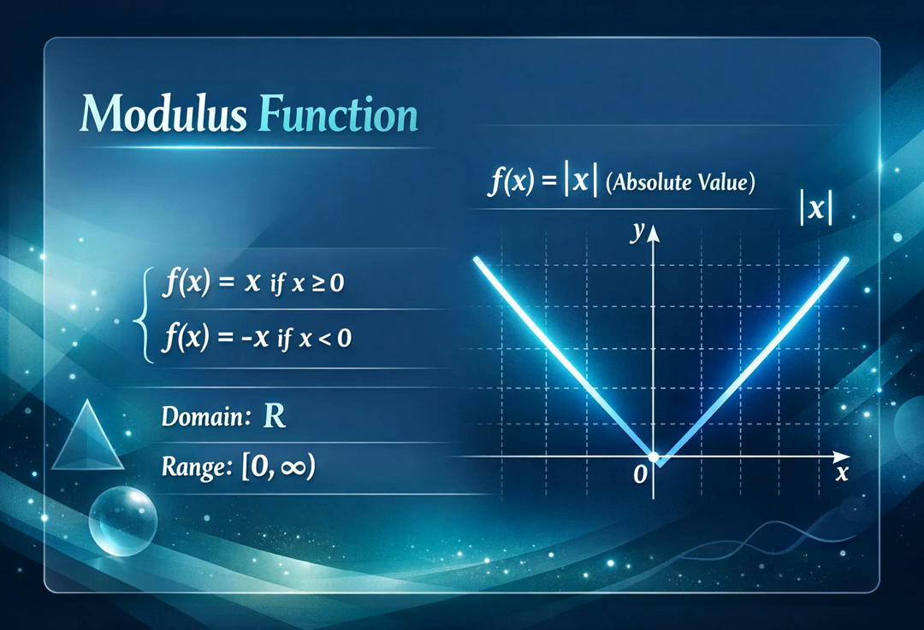The modulus function, also called absolute value, is written f of x equals the absolute value of x. For non-negative x, it equals x. For negative x, it equals negative x. The domain is all real numbers, and the range is all non-negative real numbers. The graph is V-shaped and symmetric about the y-axis.